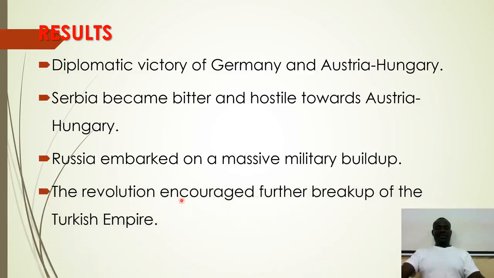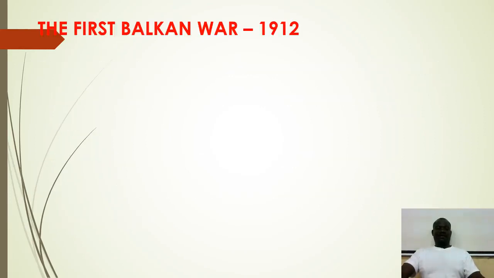The revolution encouraged further breakup of the Turkish Empire. In Turkey itself, the Turkish Empire completely crumbled because of the revolutions by the Young Turks movement. Then there were the Balkan Wars, two wars, the first and the second. Let's start with the first Balkan War.